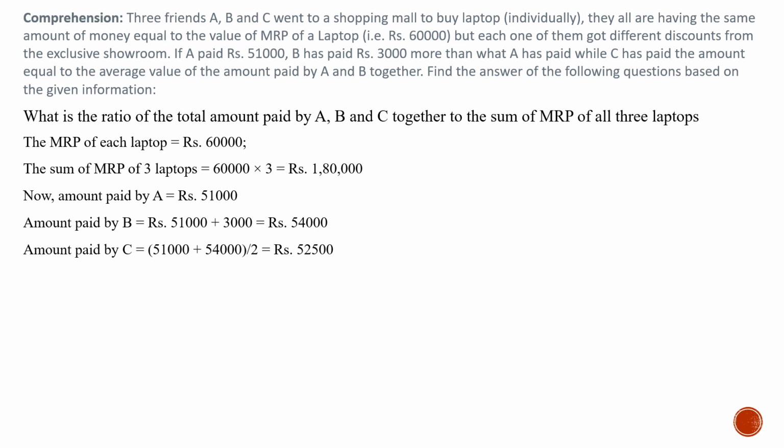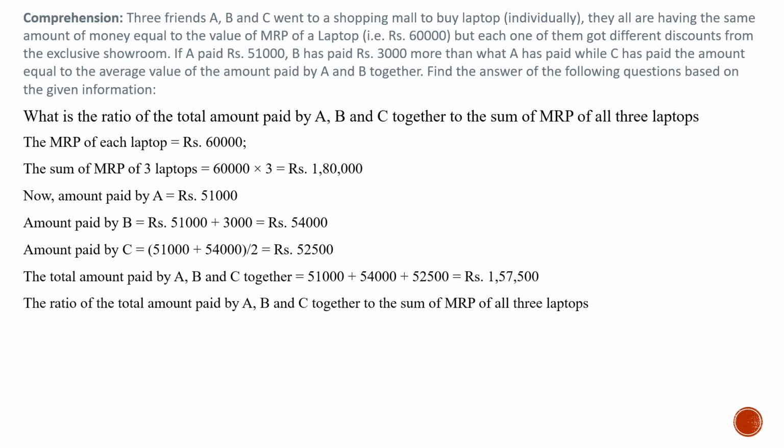So for the total amount paid by A, B, C together, we have to add all three amounts. So 51,000 plus 54,000 plus 52,500. So the total amount is 1,57,500. So the ratio will be 1,57,500 divided by 1,80,000. After simplification, 1,575 divided by 1,800 is 7 by 8. So the required ratio is 7:8.